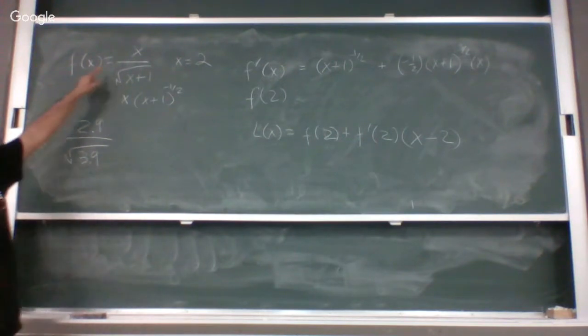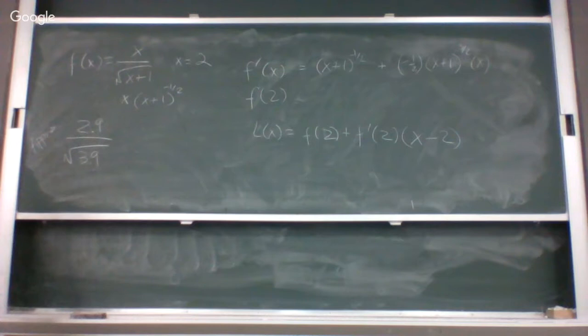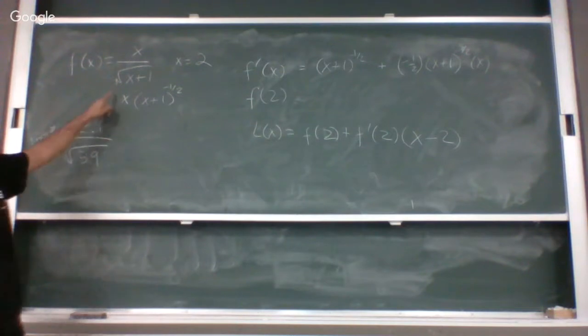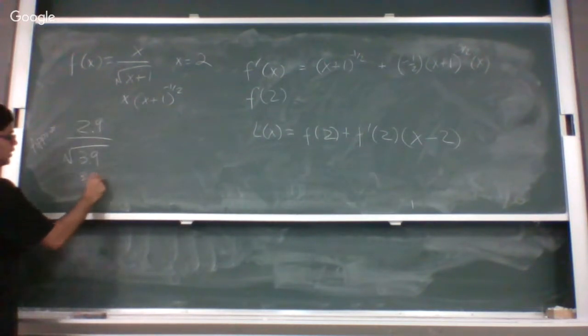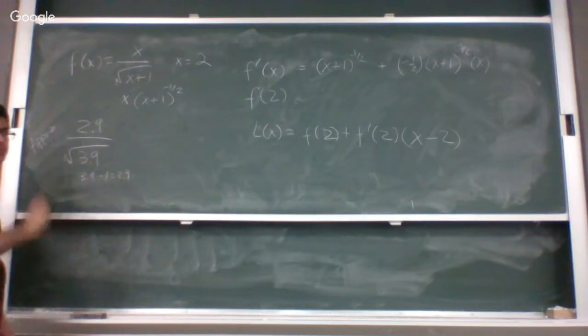You compare it directly to this form. 3.9, 2.9. Because you have x on top, you have x on top, okay, and then you can make sure that the bottom works too. It's x plus 1, so 3.9 minus 1 is 2.9.